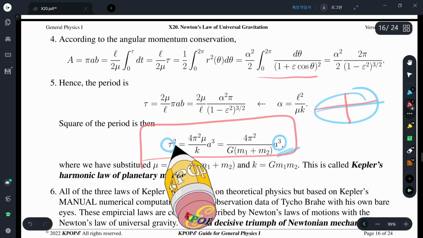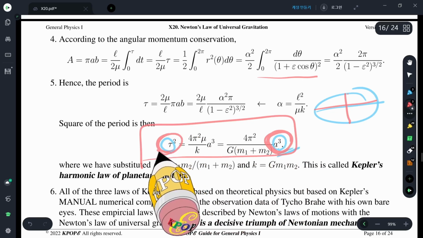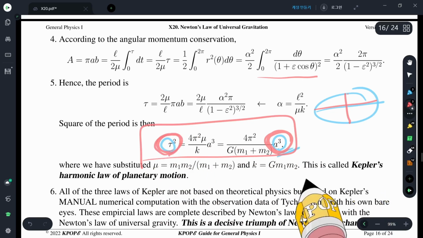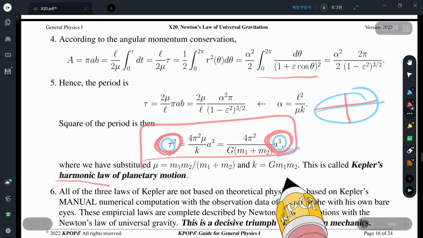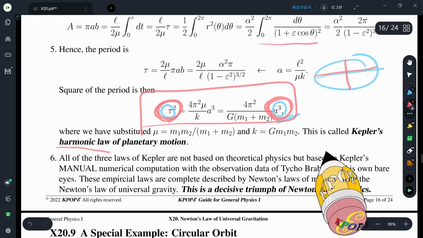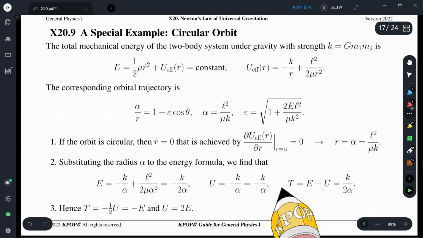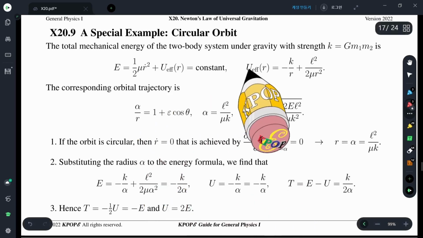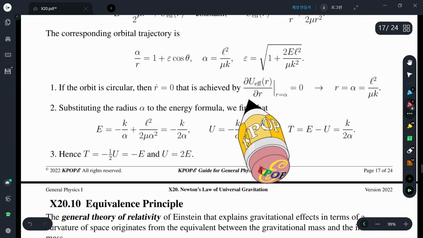So it is a very, very mysterious formula. Kepler named this the harmonic law of planetary motion. This is a decisive triumph of Newtonian mechanics. We have solved the special case for the circular orbit, and please follow the calculation.